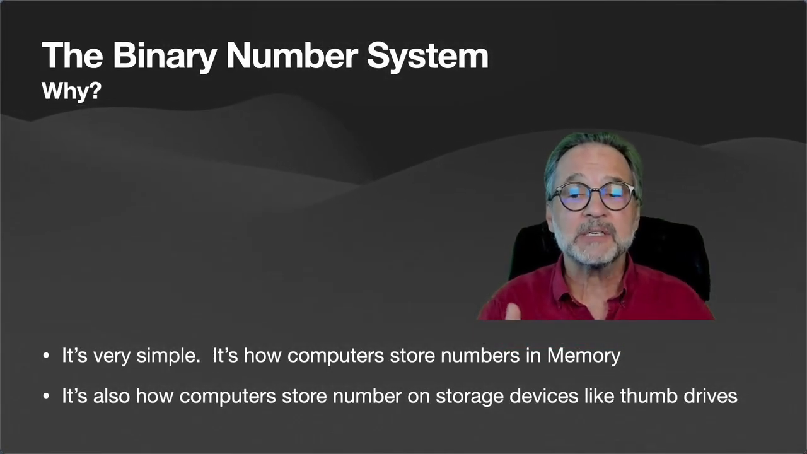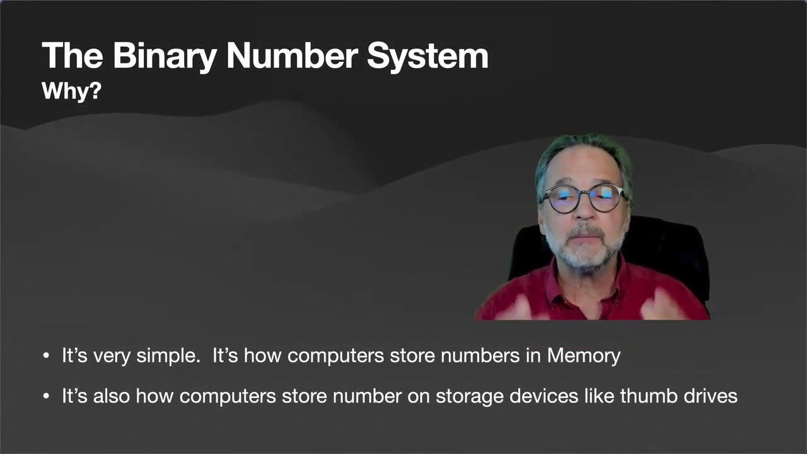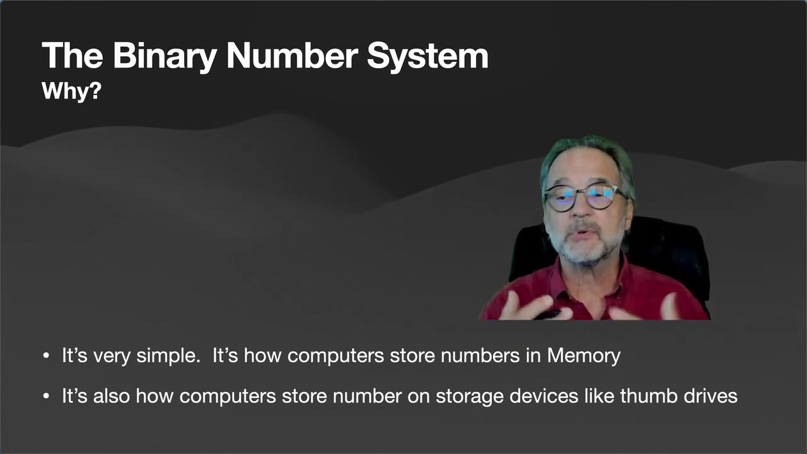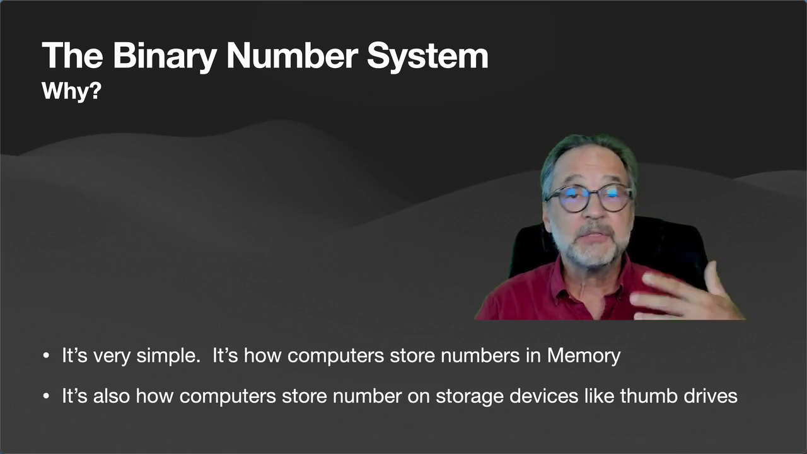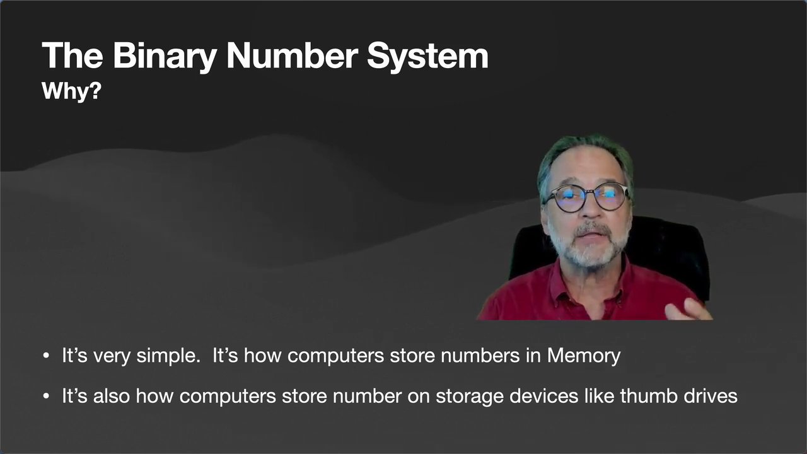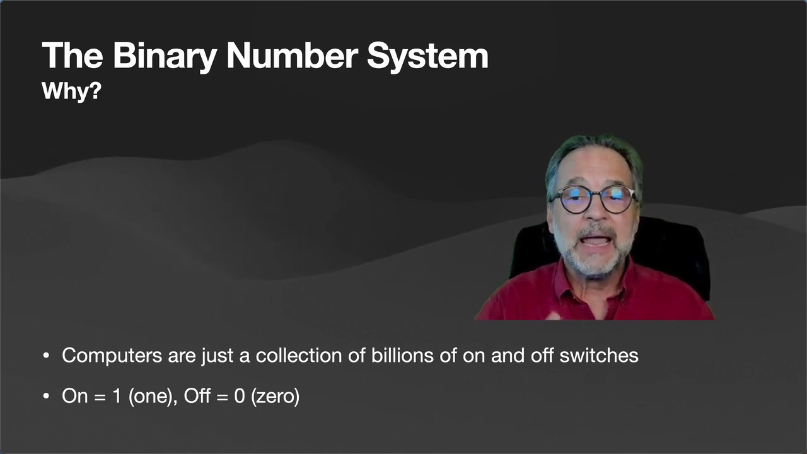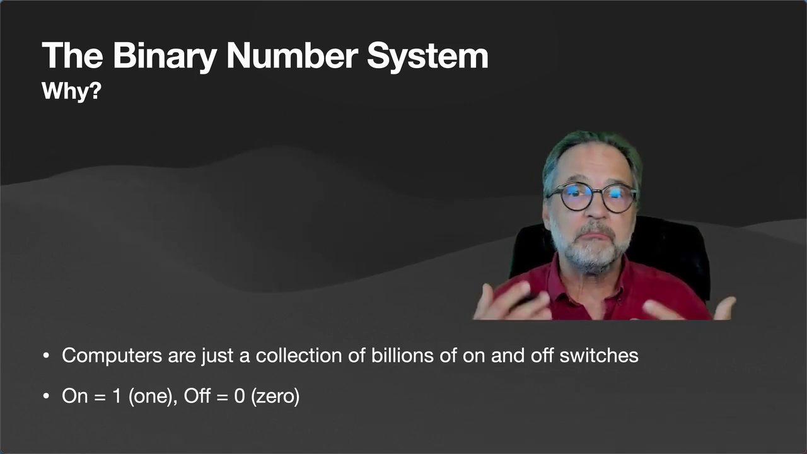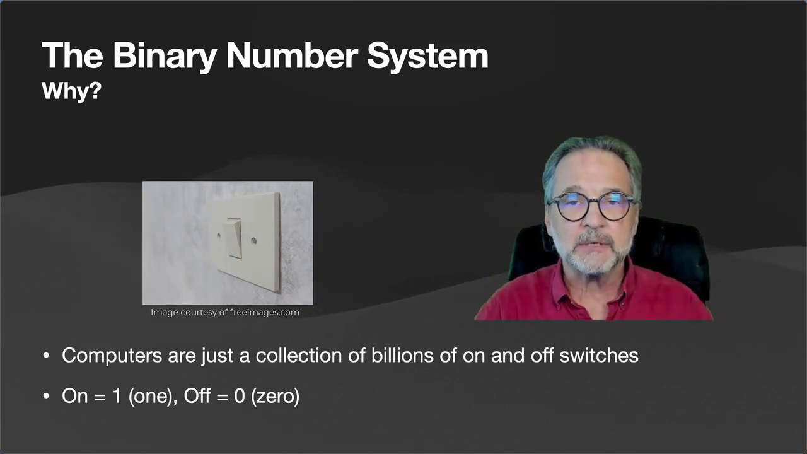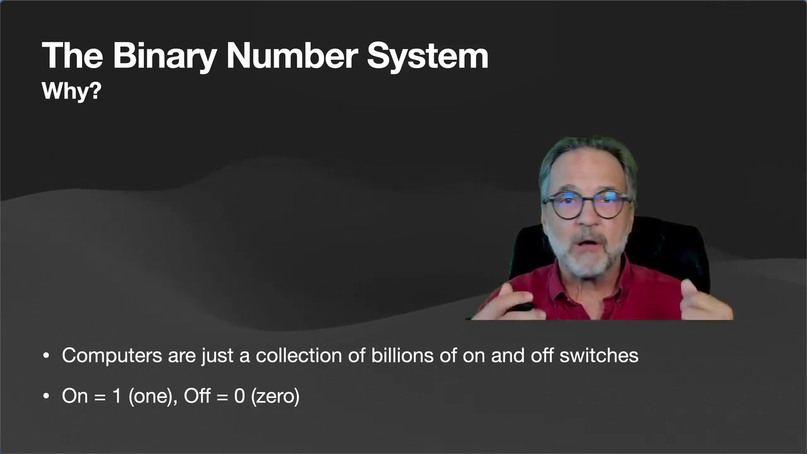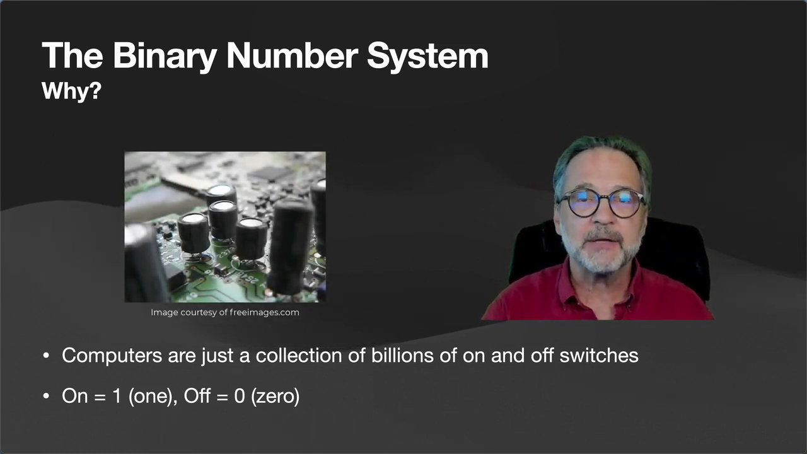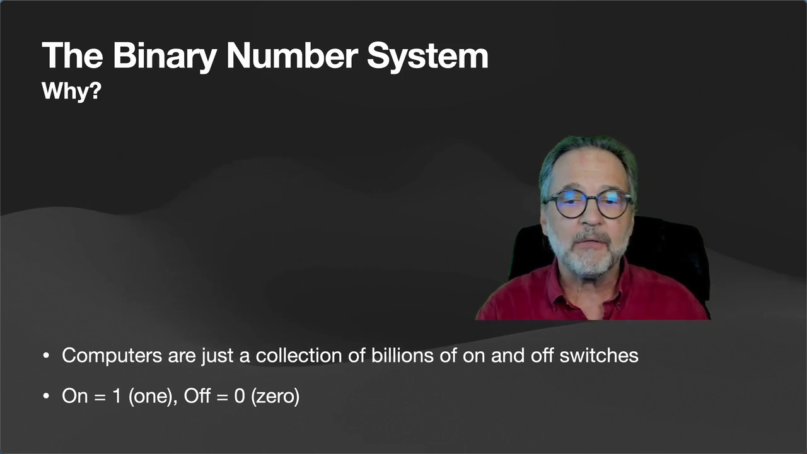The binary number system is very simple. It's how computers store numbers in memory. It's also how computers store numbers on storage devices like thumb drives, hard drives, SSDs, even tape drives. It's all binary. It's all ones and zeros. And computers are just a collection of billions of on and off switches. Literally, like the switch on your wall for your light. Just on and off switches. Now they're implemented using transistors and resistors and diodes and things like that, but that's all they are.